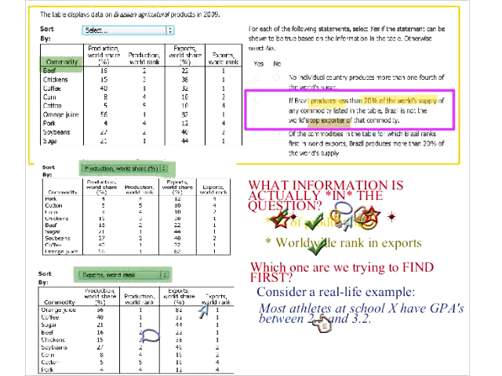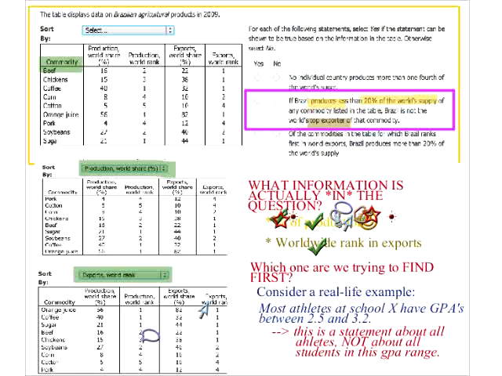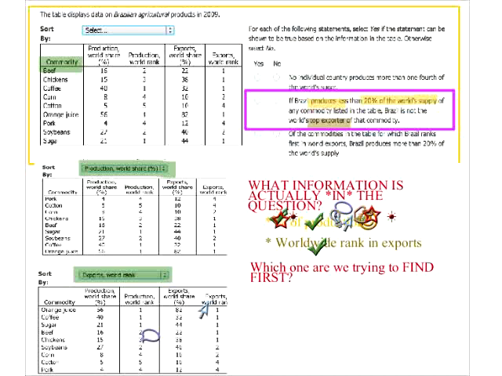So this is a statement about all athletes, not about all students in this GPA range. So you would go find the athletes first. If we make the analogy here, then what are we trying to find first?